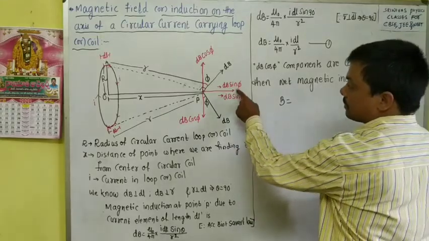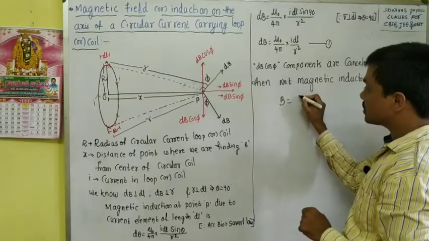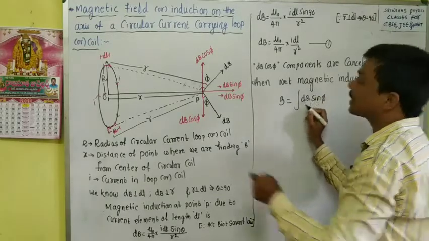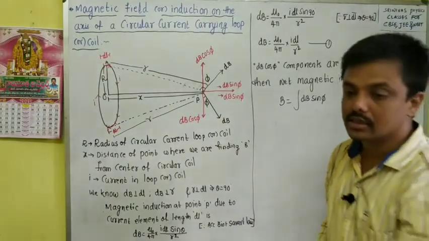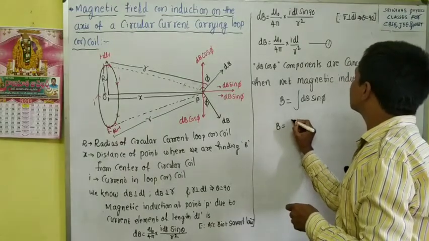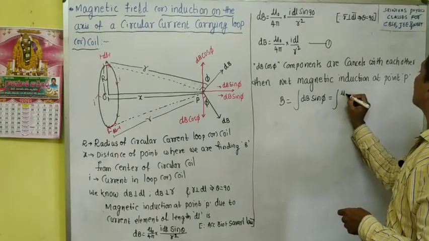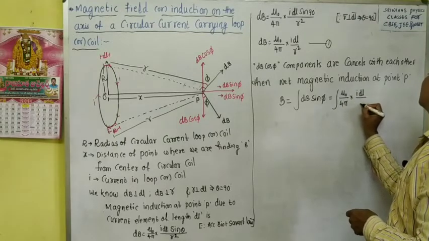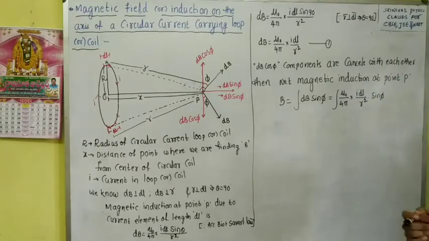We have to add all the dB sin phi's, the summation of dB sin phi, but instead of summation we use integration, integration of dB sin phi. dB is the magnetic induction due to a small element whose length is dl. Then we write the dB formula: B is equal to integration of dB, and we substitute dB is mu naught by 4 pi into I dl by r square into sin phi. We write all the constants outside.